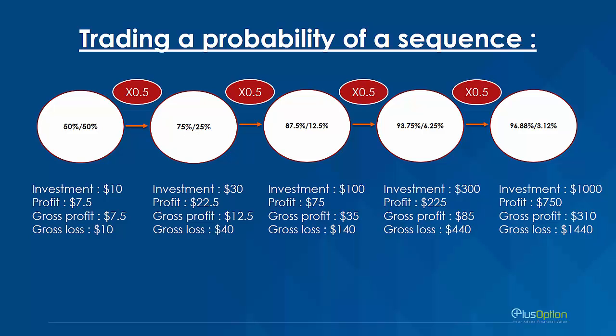Moving forward, the next item has 75% to deliver a profitable trade and only 25% to deliver a losing trade, and I will triple my investment to $30. Having a $30 investment, 75% on $30 is $22.5. If I'm winning this trade, the second trade, then the gross profit is $12.5 because I lost $10 from the last trade, and right now I've got a clean $12.5 in my account.